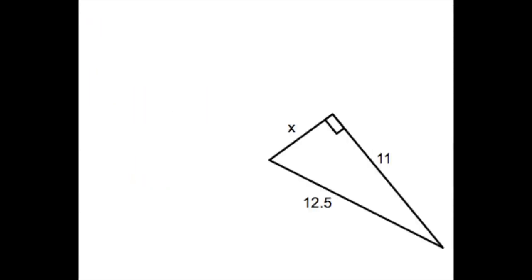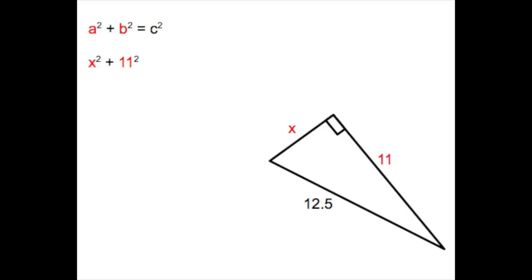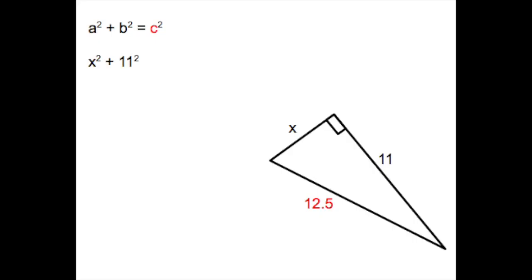Notice in this example, we know one of the legs and the hypotenuse, and we're trying to determine the other leg. We will use the Pythagorean theorem to find the missing value. Remember, a and b in the Pythagorean theorem represent the legs of the right triangle, which in this example are x and 11. We will substitute these values in for a and b. C represents the hypotenuse, which in this example is 12.5. So we substitute this in for c.